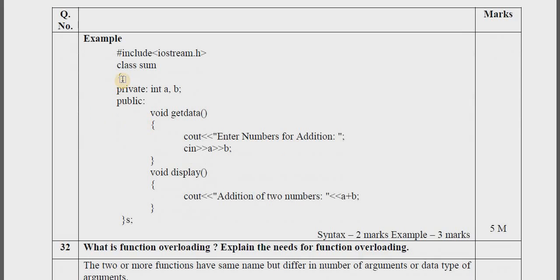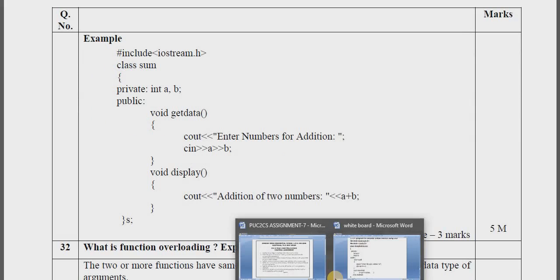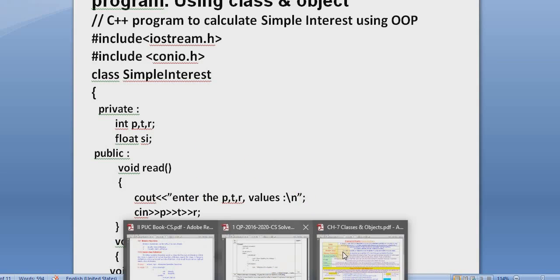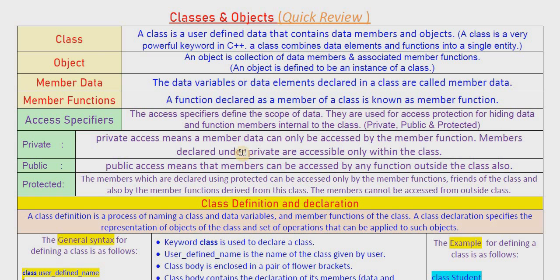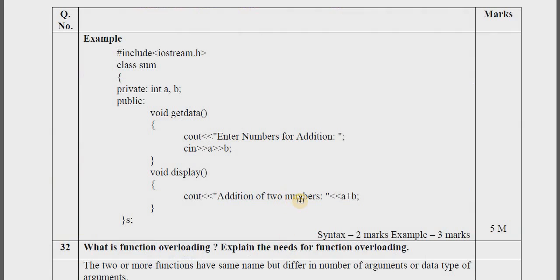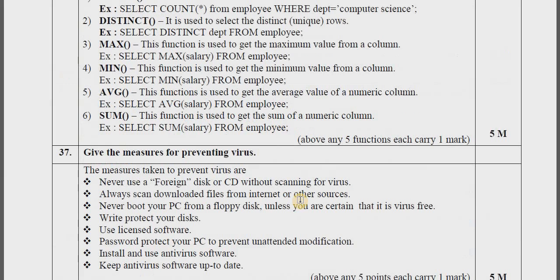Here you have to write one example program. For example, you can write this simple interest program. In the last class I already gave you notes. So for class definition and declaration, this is the general syntax, and these are some explanation points you have to write, and one example program. You have to write one complete program. Okay, next.